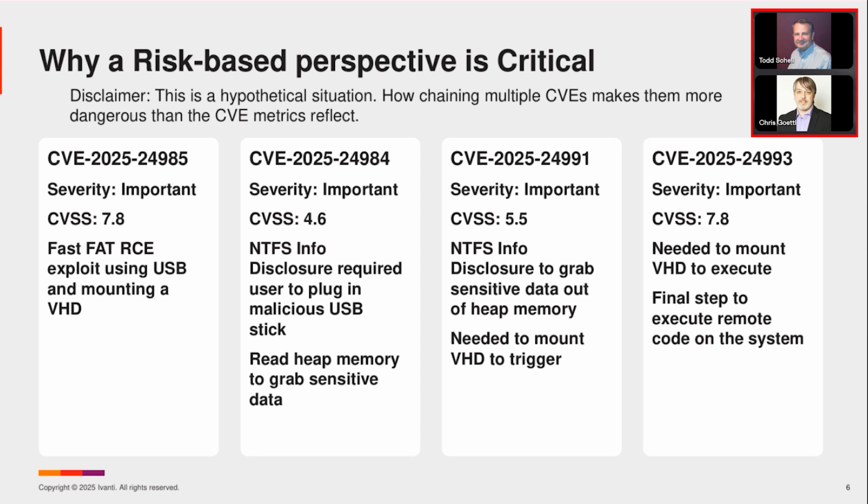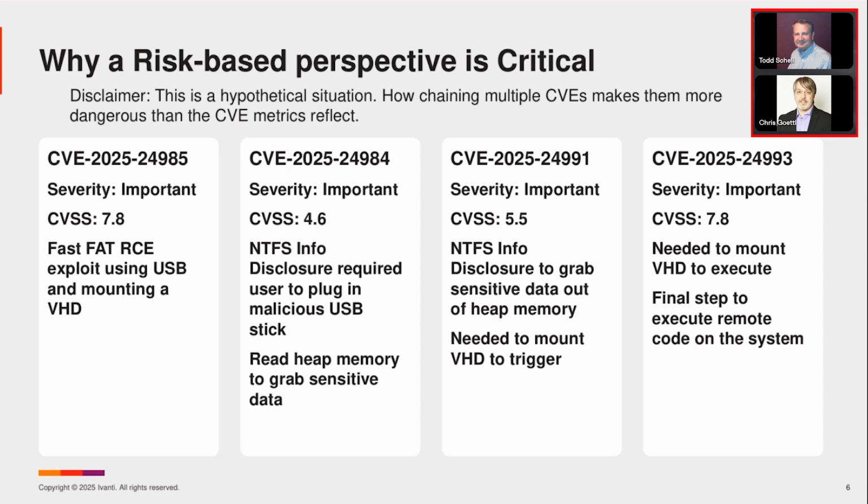We launch a virtual hard disk. Now we need more information. The first of these 2 information disclosures requires a USB device to be plugged into a system. If you do that, it can grab some information off of heap memory, which could be sensitive in nature. It could be anything from account information to password information, or other information we might need to further progress the attack. The next vulnerability again requires a virtual hard disk mounting to trigger. So that USB drop leads to information disclosure.